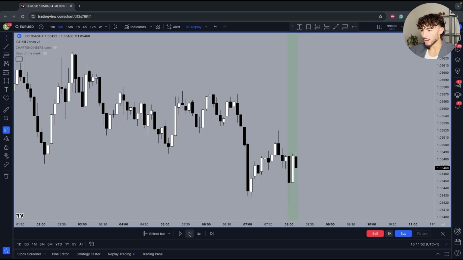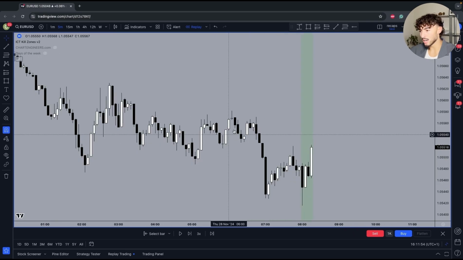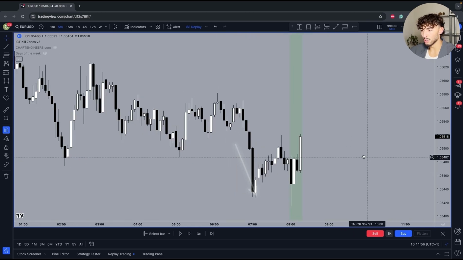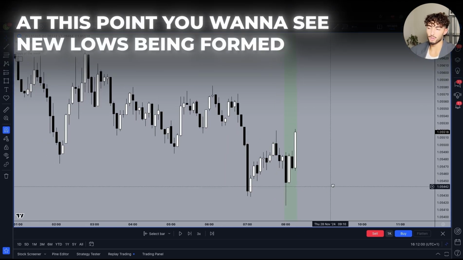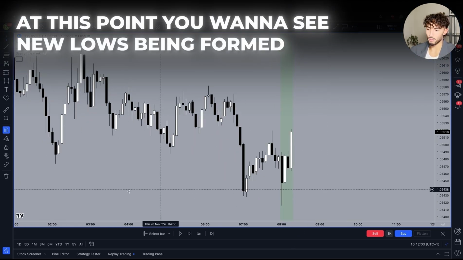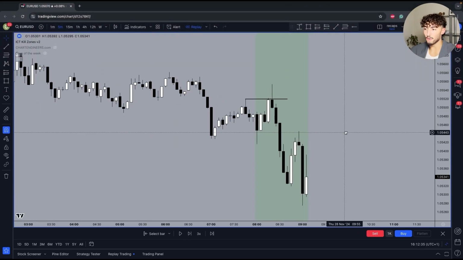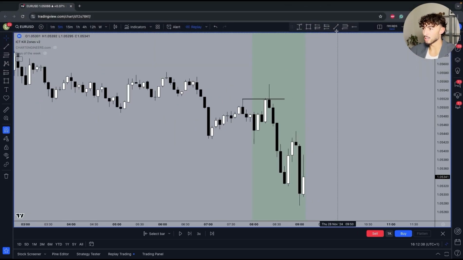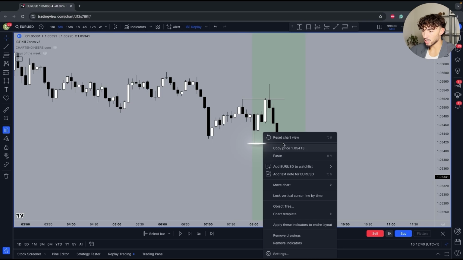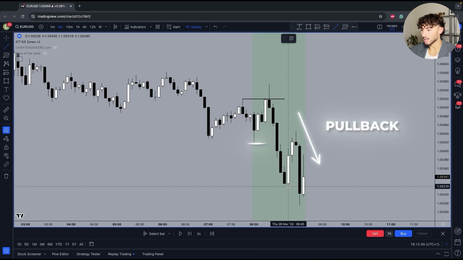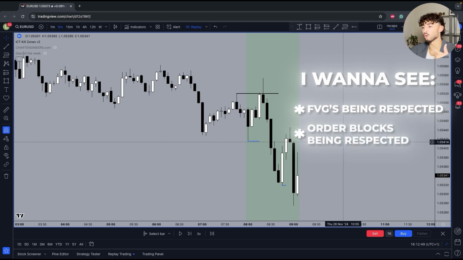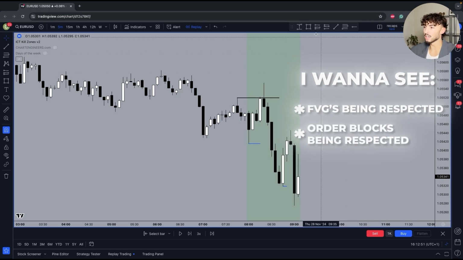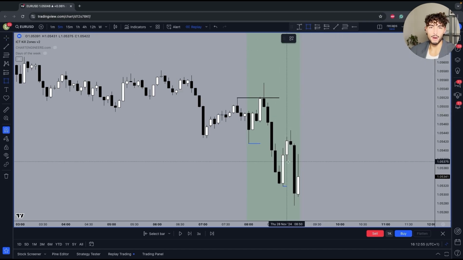So yeah, you can see here, the day starts for me, London open 8 AM in the morning, and you can see that price has moved lower, right? So at this point you want to see new lows being formed in order to define order flow basically. So at this point for me, order flow is defined bearish, because we made a low here within session, MSB, pullback, made a new low. So at this point I want to see FVGs being respected, order blocks being respected, stuff like that, so I can look for setups in line with my order flow.